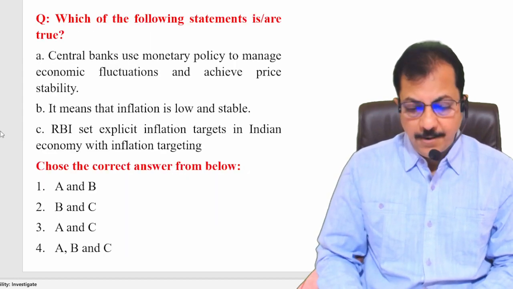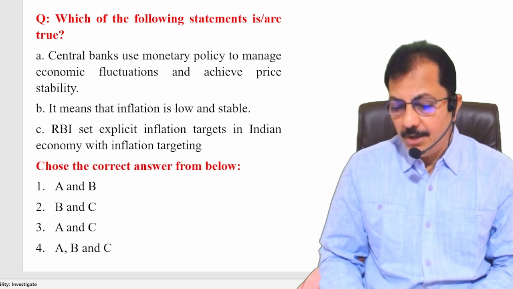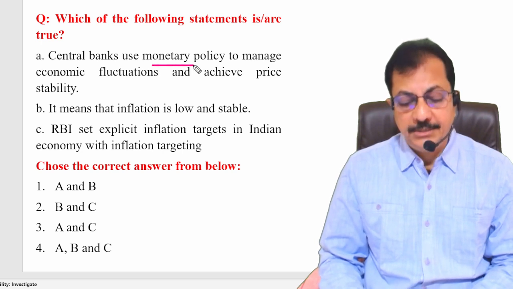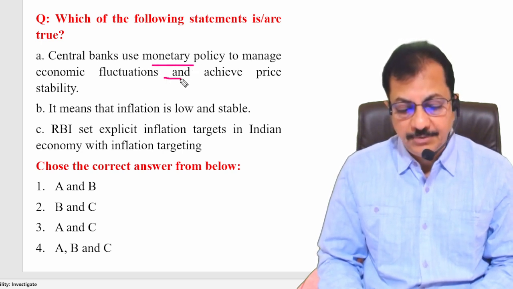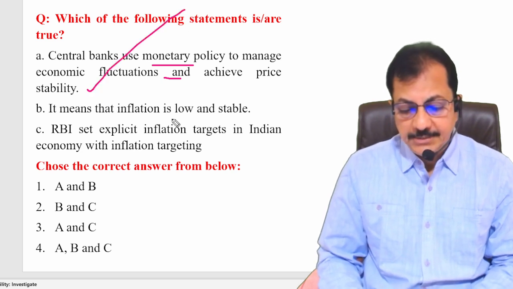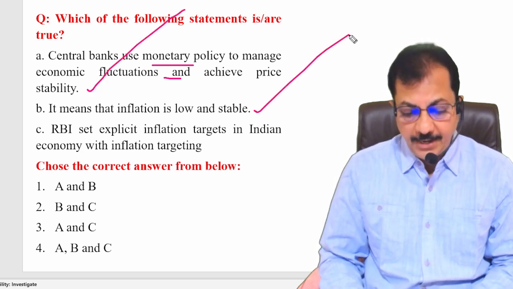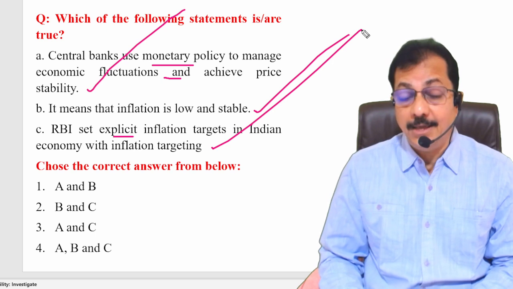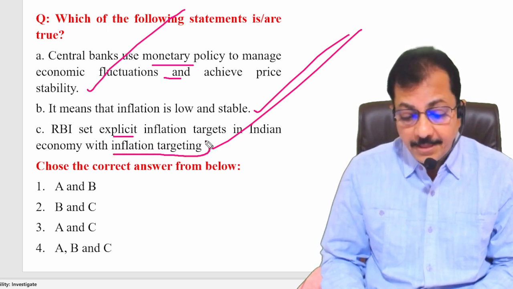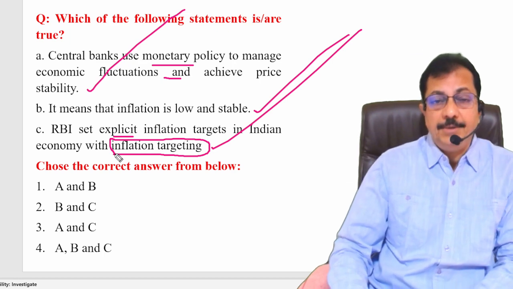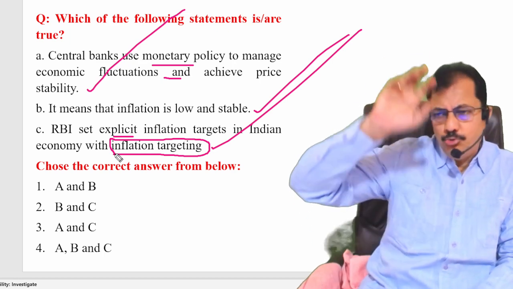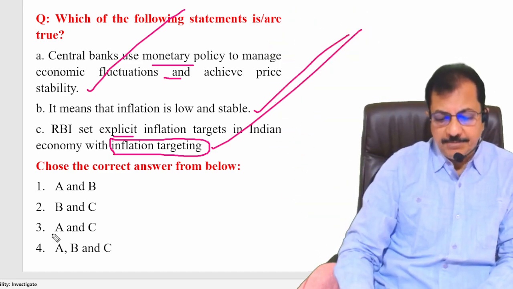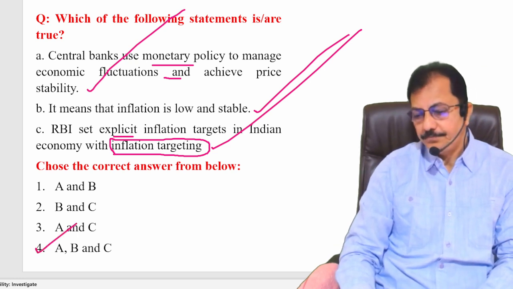So you have a question now. Which of the following statements is true? 3 statements are given. Central banks use monetary policy to manage economic fluctuations and achieve price stability, meaning inflation is low and stable. RBI sets explicit inflation targets in the Indian economy with inflation targeting. Write down this word: inflation targeting. It means using monetary policy to target inflation, to temper the inflation, to bring down the inflation. All 3 statements are correct. Then our answer should be option 4.